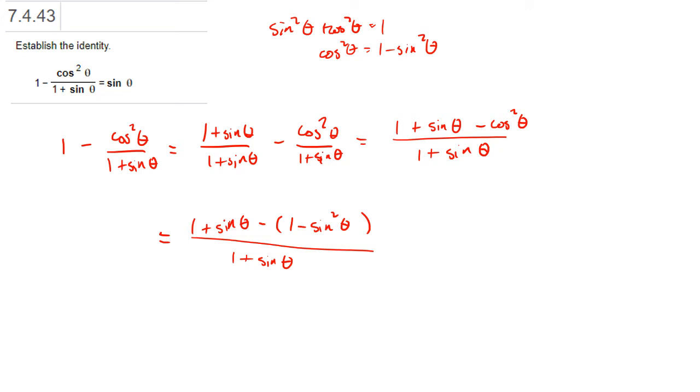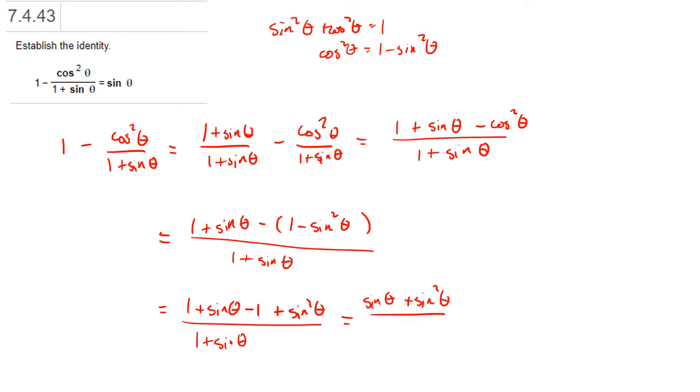Now I need to distribute that negative sign, and we end up with 1 plus sine theta minus 1 plus sine squared theta over 1 plus sine theta. Observe that the 1 and minus 1 will cancel each other out, leaving behind sine theta plus sine squared theta over 1 plus sine theta. That numerator, I can factor a sine theta out, leaving behind 1 plus sine theta. I still have a 1 plus sine theta in the denominator, and now I can cancel that out with its counterpart in the numerator, leaving behind just sine theta, which was exactly what we wanted to have at the end.